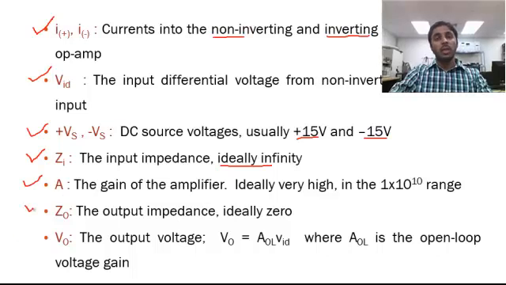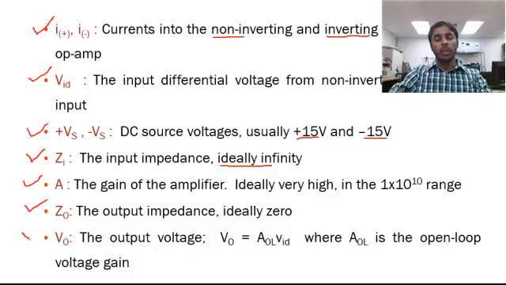So output impedance, ZO, is the output impedance. Ideally, it could be 0, meaning that if the load requires more current, then the op-amp stage should be able to give that much current. So whatever the load wants, the op-amp should be able to provide that amount of current to the load. So that's why the output impedance should always be at least close to 0.